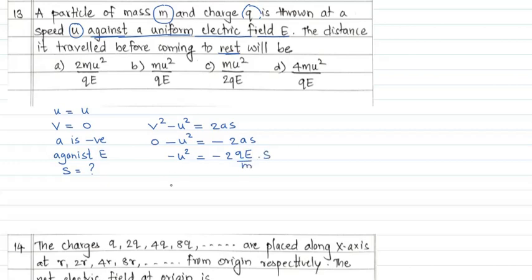So minus gets cancelled, so you have u square m divided by 2qE is equal to s. So option C is our answer. Next one.